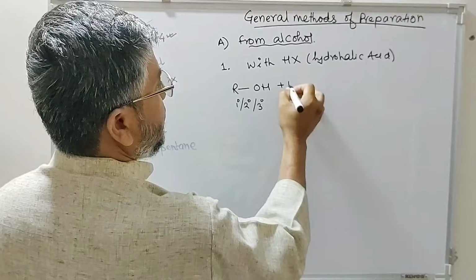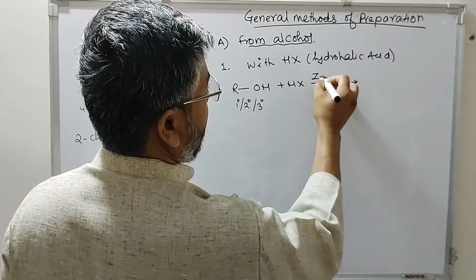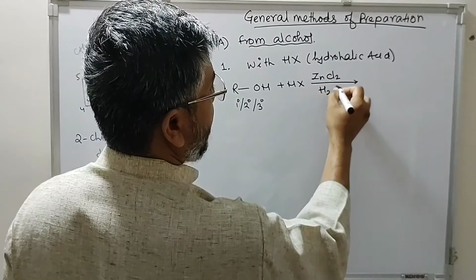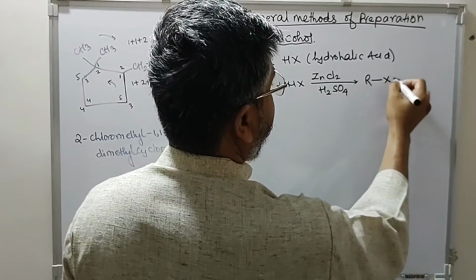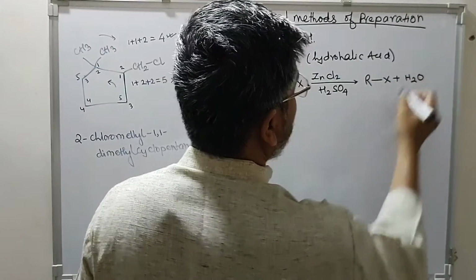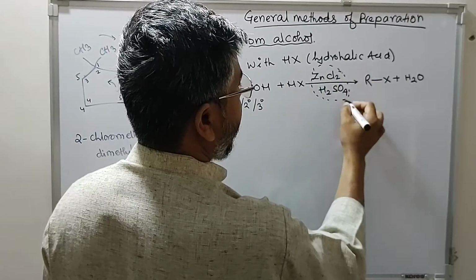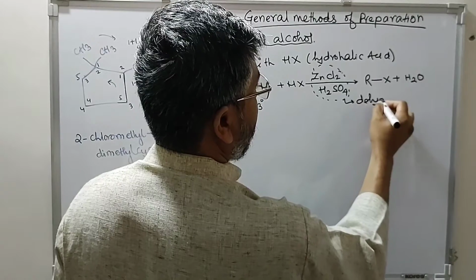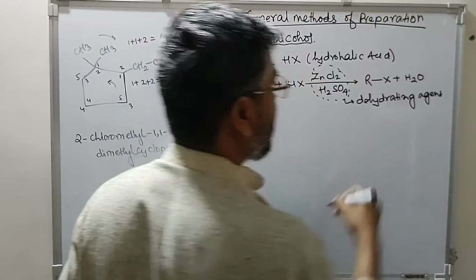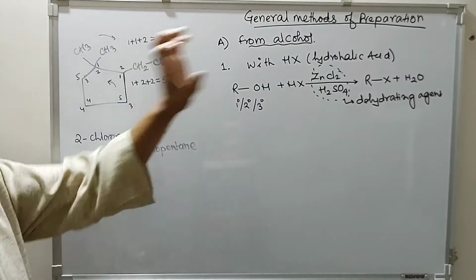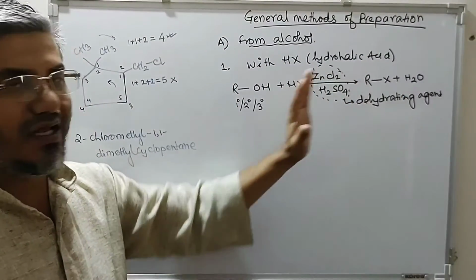These alcohols react with HX, hydrohalic acid, in presence of the catalyst ZnCl2 or H2SO4. This gives you RX plus H2O. ZnCl2 and H2SO4 act as a dehydrating agent. Dehydrating agent means an agent which helps in the removal of water molecule. So this is the first method of preparation of alkyl halides from alcohols.